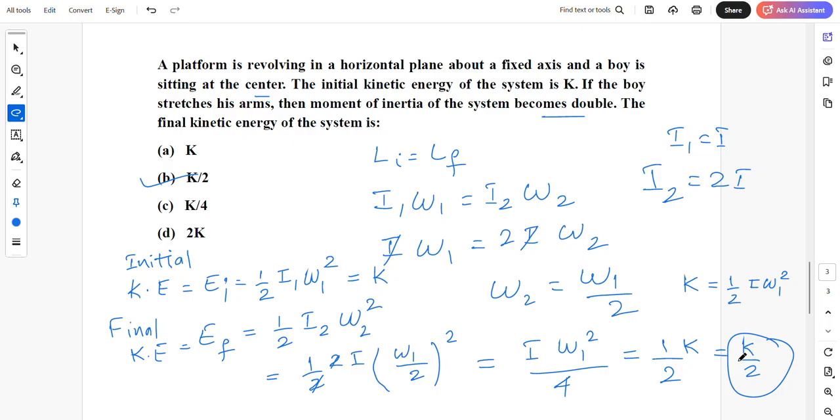Students, hope you understood these two problems. Kindly work out the problems.